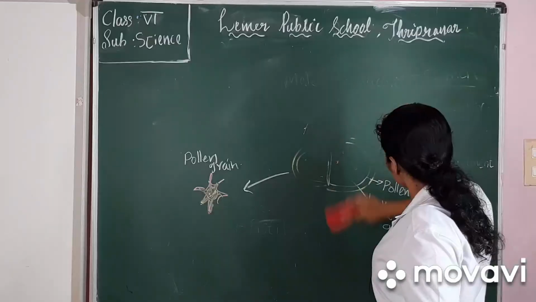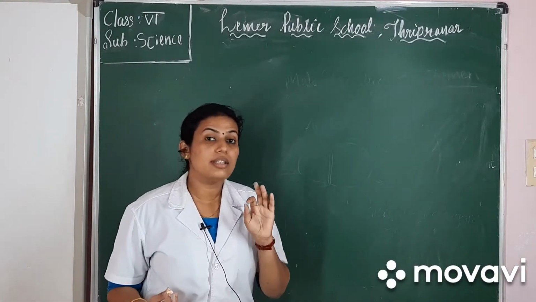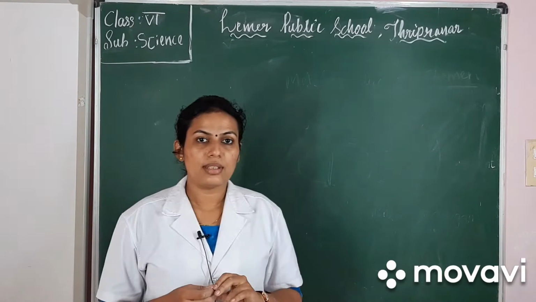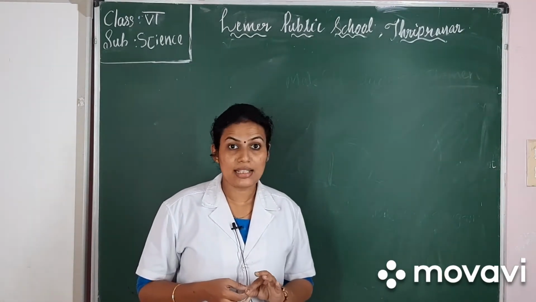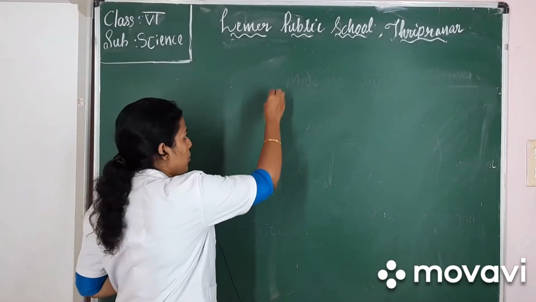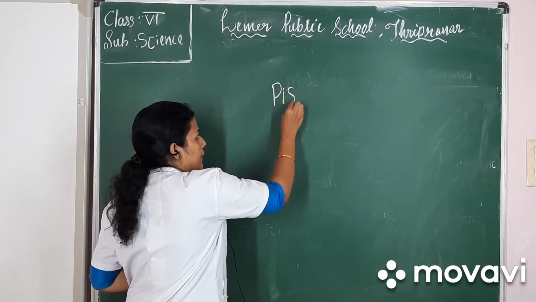Okay, children. Now we have learnt three parts of a flower. Next is the fourth part, and it is called pistil.